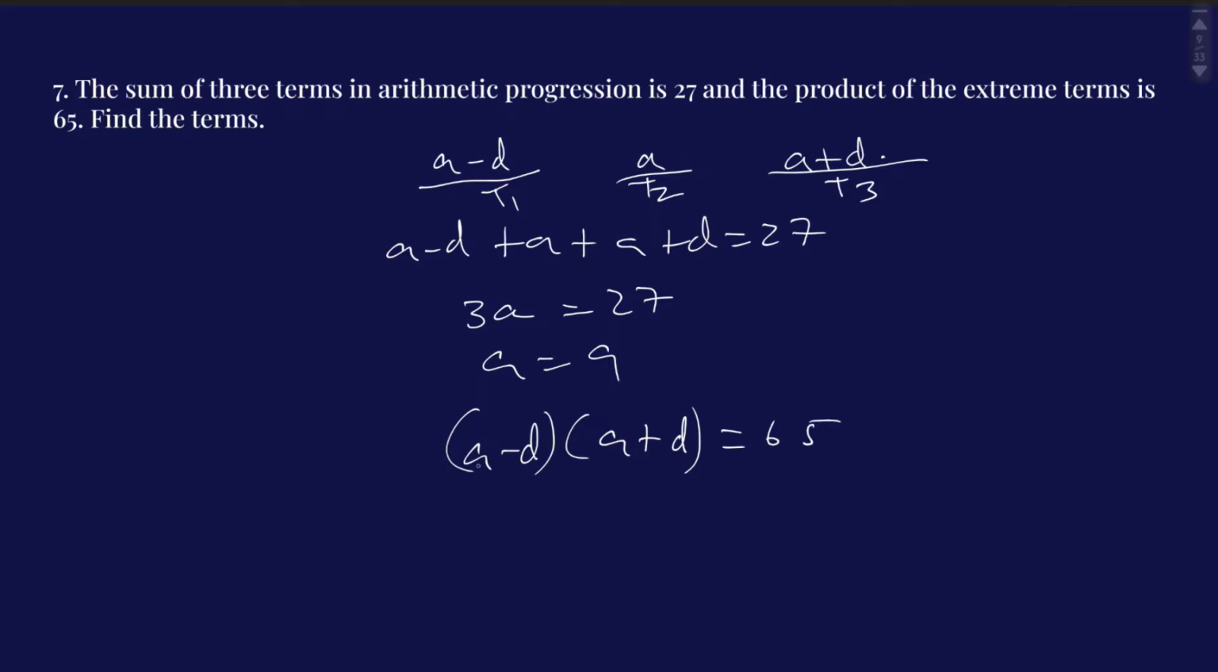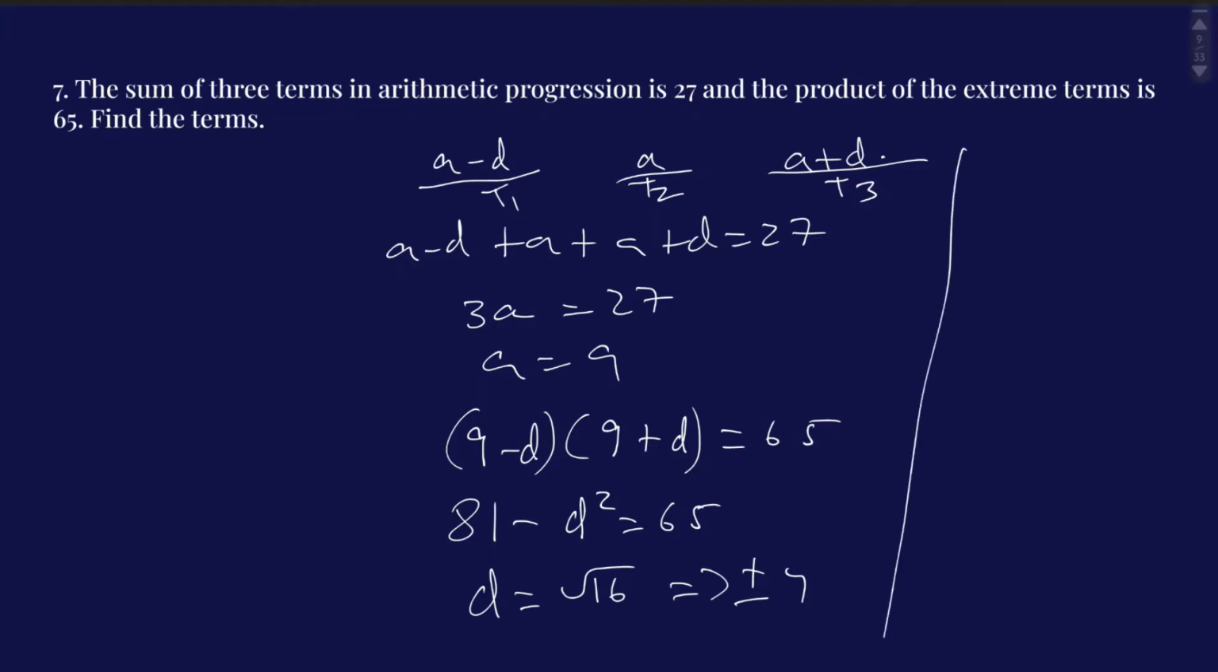Okay, so a is nothing but 9, so we will straight away replace it by 9. Okay, so we will use the formula a square minus b square is equal to a minus b into a plus b. So straight away we can write that 9 square is 81 minus d square is equal to 65, so d is equal to under root 16, okay, or equal to plus minus 4. So the terms would be nothing but we got a as 9, 9 plus 4, which is 13, and 9 minus 4, which will be equal to 5. So our three terms are 5, 9 and 13.